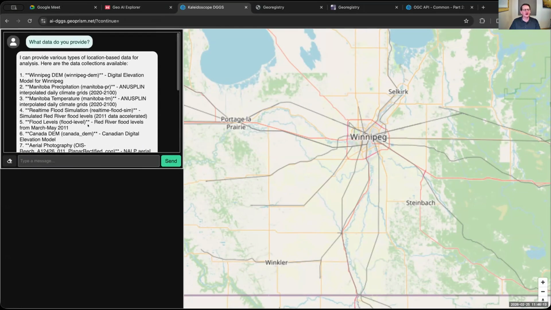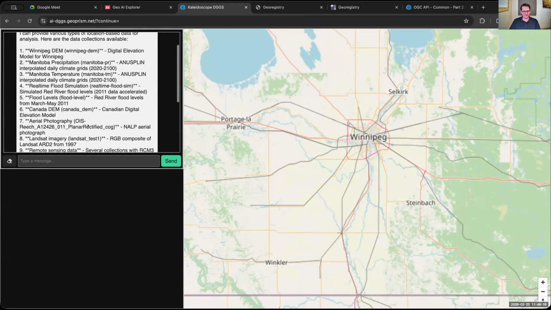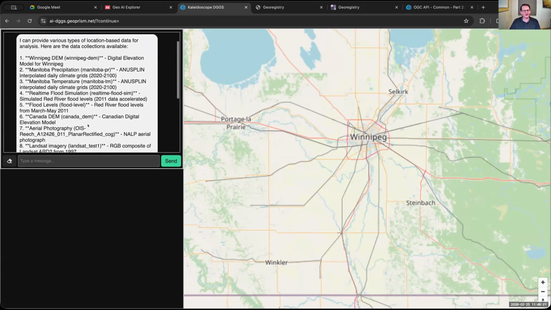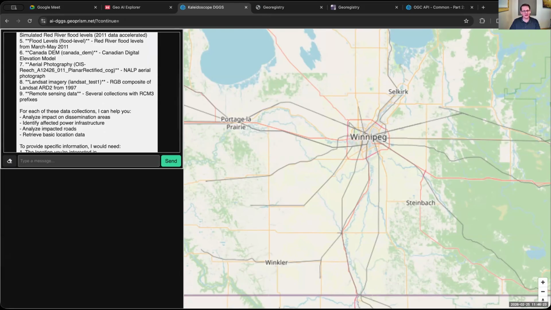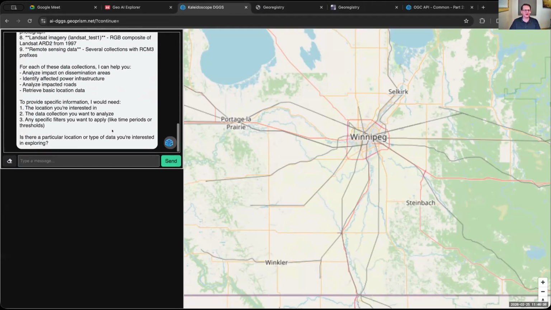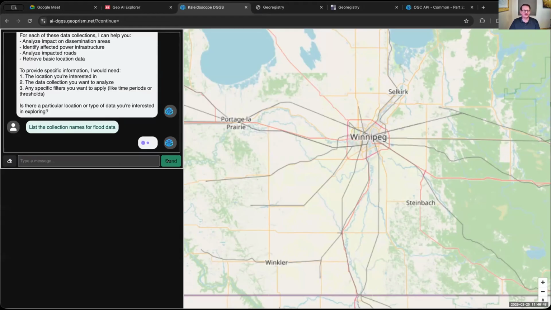So I just asked it, what kind of data sets can this solution provide? And so through configuring the agent, we've told it about the different backends that are available, and those backends come from different participants in this OGC AI pilot. So now I'm asking what data. I just repeated that question, I apologize. Now I'm interested in flood data because Natural Resources Canada was one of the key sponsors of this project.